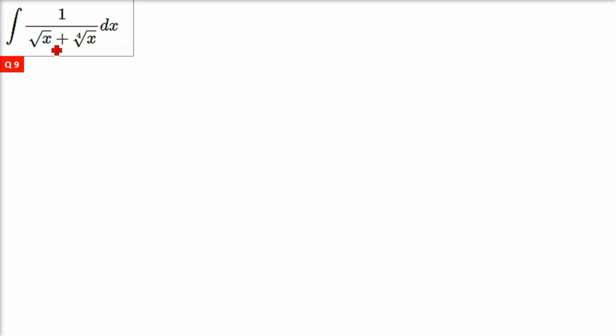Now, integration of 1 by under root x plus 4th root of x. So what does it mean actually? Under root x is x to the power half. 4th root of x is x to the power 1 by 4. What are we getting from here? The best way is to take the smaller power as t. That means it's 1 by 4, so you have to take t raised 4. If you take t raised 4, what will be the result?